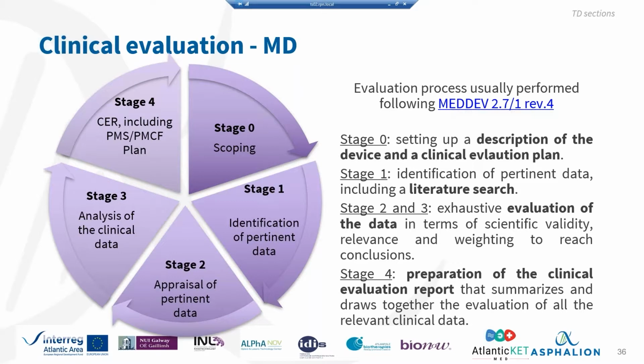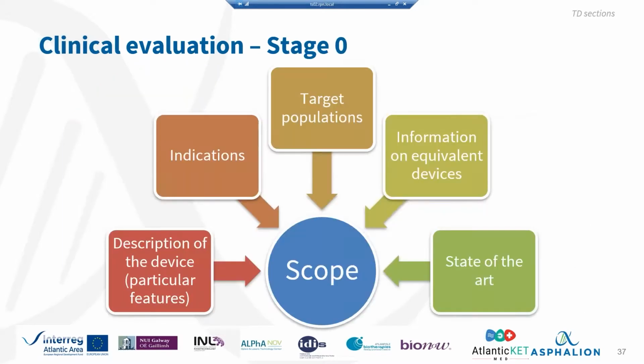Okay. So it has 5 different stages, ranging from 0 to 4. Okay, which are description of the device and clinical evaluation plan, literature search, evaluation of the data, preparation of the clinical evaluation report. Now we're going to talk about each step one by one. Okay, so worry not.